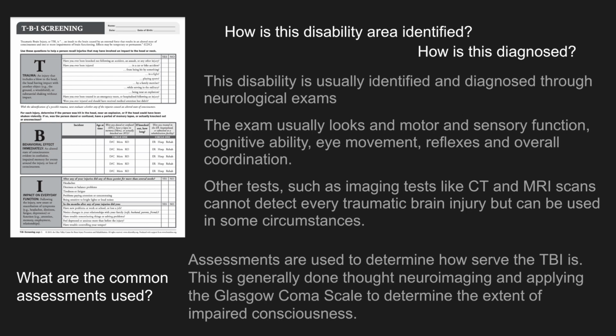So this is a quick screenshot of a TBI screening. I know you can't really see it, but it's interesting how much goes into assessing and making sure, because TBI is such a broad scope, but at the same time it's very, very specific. This disability is usually identified and diagnosed through neurological exams. The exam usually looks at your motor and sensory function, cognitive ability, eye movement, reflexes, coordination, all those things that we know your brain needs to be kind of on its game for.